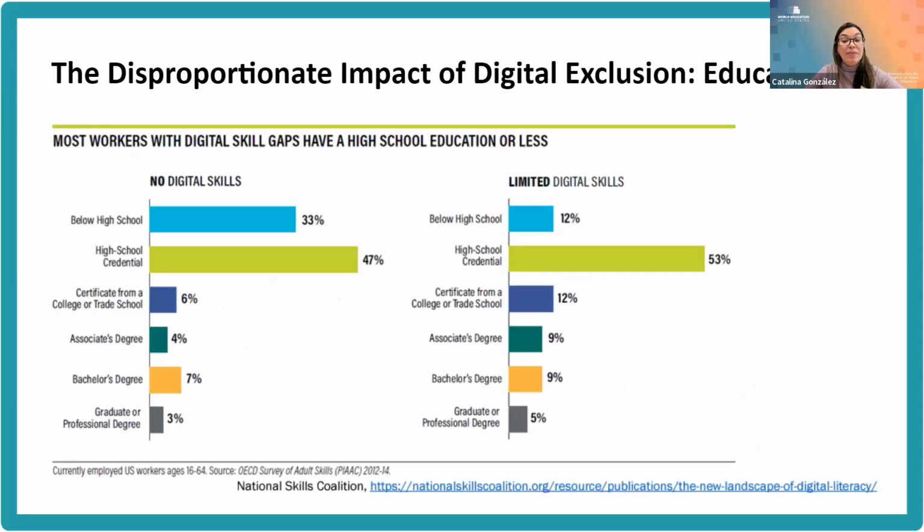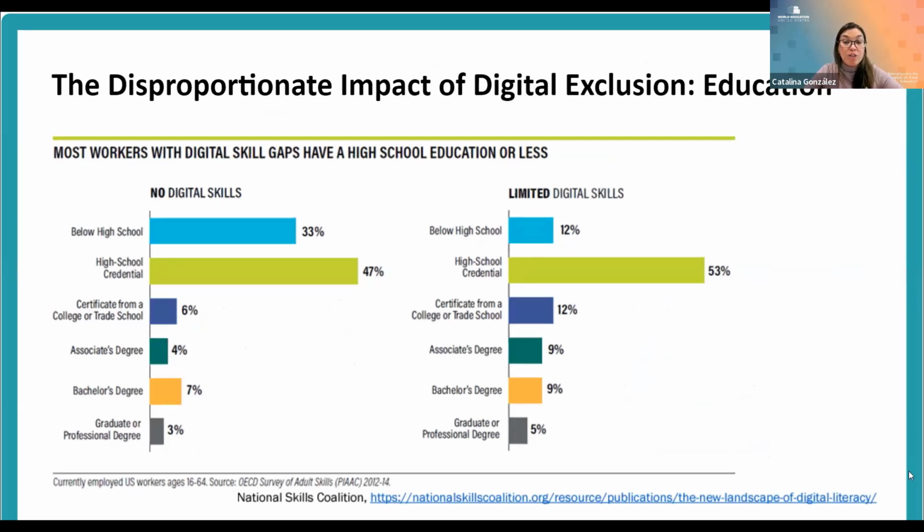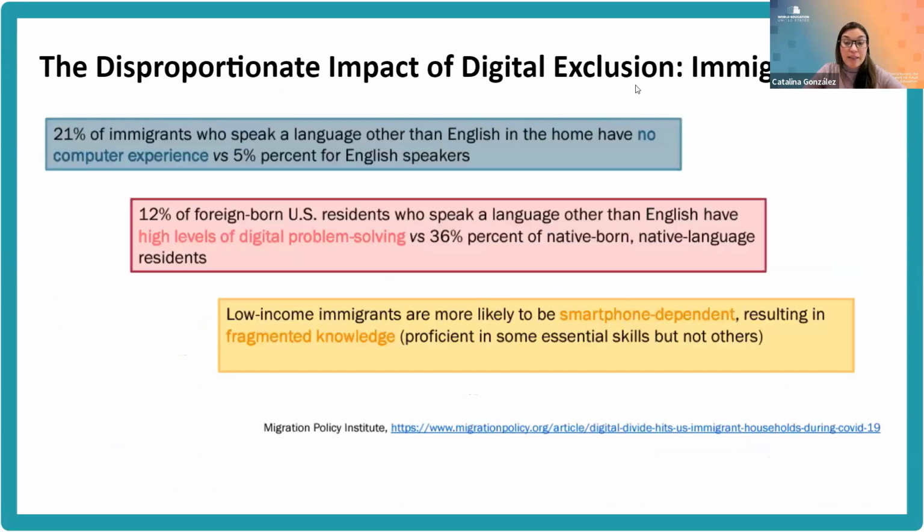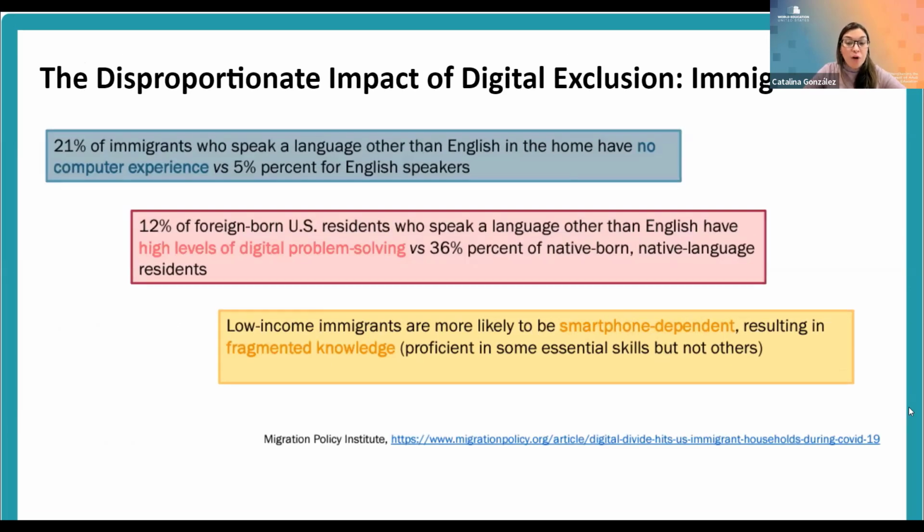Most workers with digital skill gaps have a high school education or less. So these are our students in adult education classrooms. 80% of learners with high school diplomas or less also lack digital skills and have limited abilities. And last but not least, some information about immigrants. Unfortunately, comprehensive data on immigrants' digital skills is sorely lacking, but foreign-born residents who speak a language other than English are more likely to have low digital skills and are more likely to be smartphone dependent.